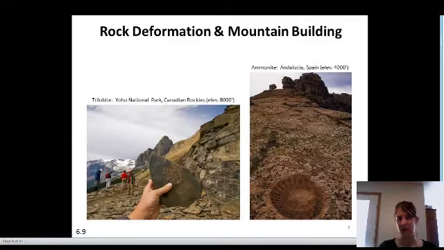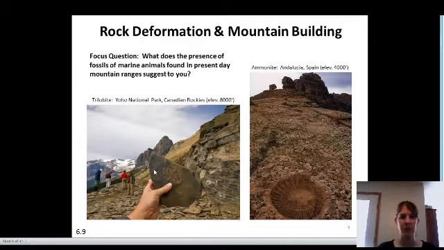So now that we've covered earthquakes in general and how we are aware of the Earth's interior, let's begin to speak about rock deformation and mountain building. So in these two images, we've got pictures of fossils that were found at rock outcrops. So what does the presence of fossils of marine animals found in present-day mountain ranges suggest to you?